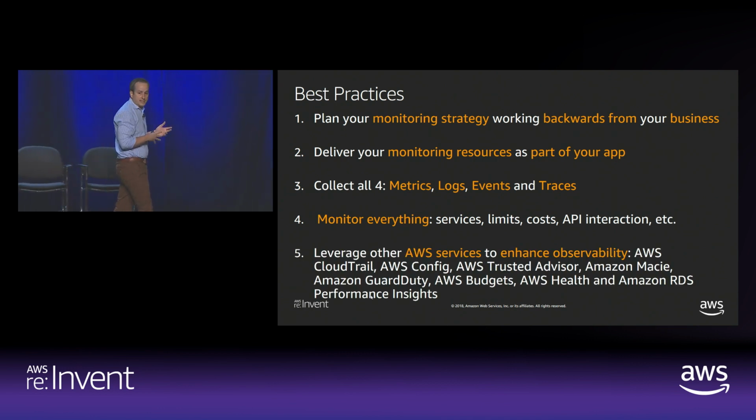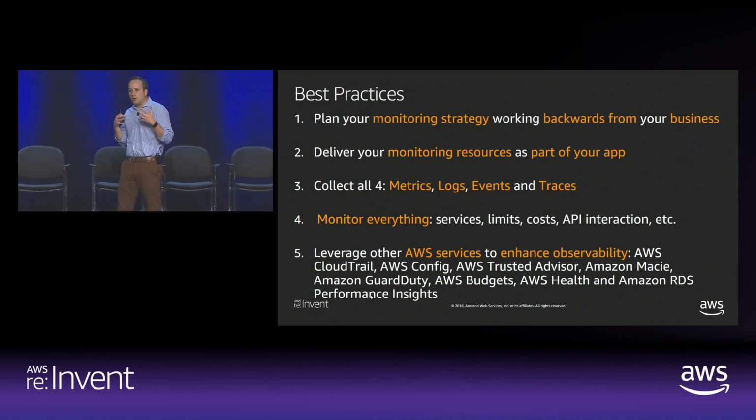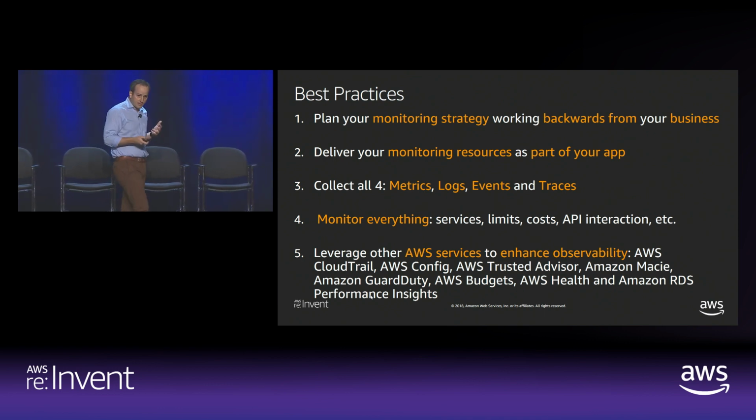Last but not least, leverage other services that might allow you to enhance your observability. For example, if you're using Aurora as your relational database on your workload, Aurora has Performance Insights. So you might be able to see even more information on that part of your stack. I just gave some examples here, such as Trusted Advisor, Macie, GuardDuty, CloudTrail, Config. But keep in mind that you might have more observability services depending on what your application is using.